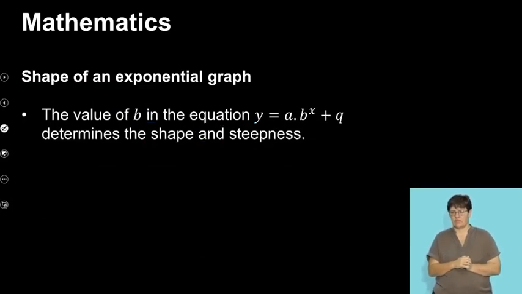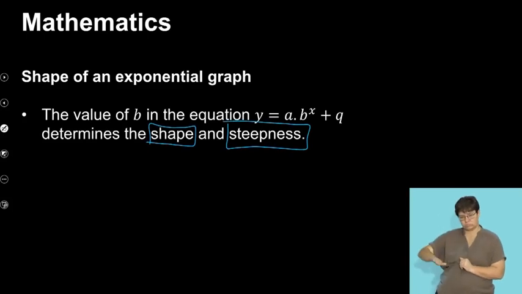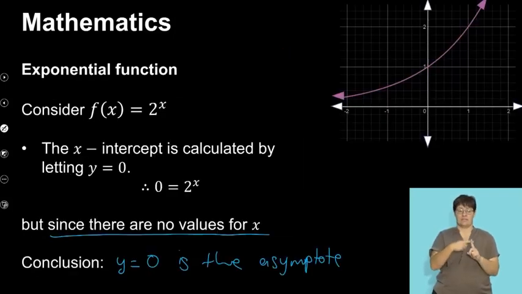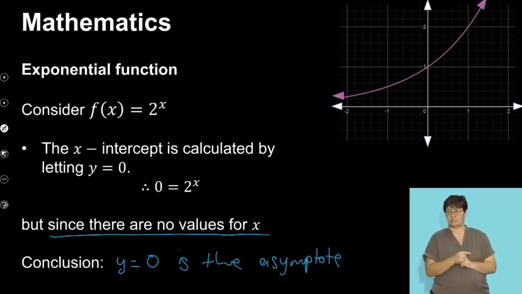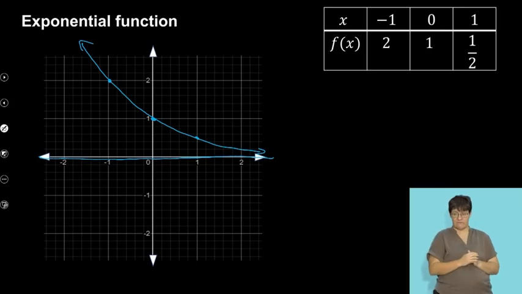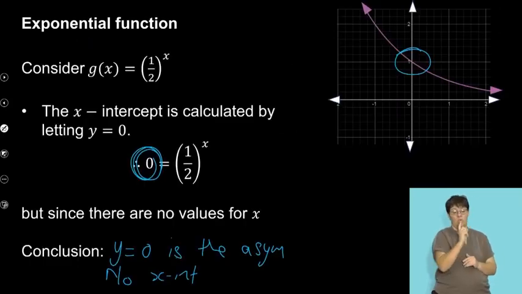And then the value of b in the equation represents the shape and the steepness of the graph. Shape, why? Let's go back quickly to what we've had. Remember when it was a value greater than 1, which was 2, the graph was moving from left to right and it was going up. But as soon as it became a half, which was between 0 and 1, it was still moving from left to right, but now it was going downwards. So that's what the b value does.